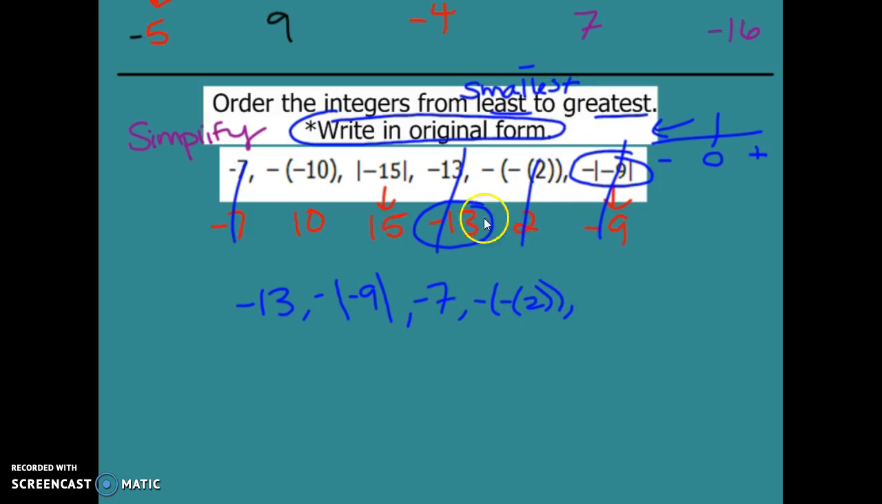Cross them off as you go. And then 10, the opposite of negative 10. And then our greatest is 15, the absolute value of negative 15. So those are now in order from least to greatest. That's it.